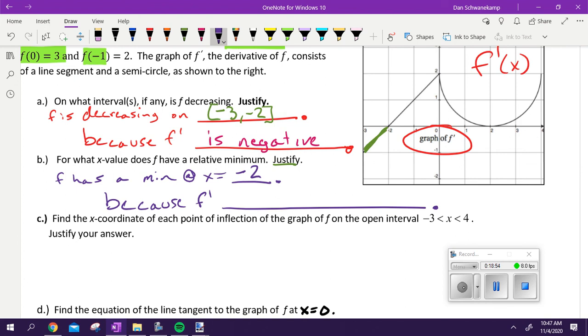Max Harris, why do we have a minimum at negative 2? F prime changes from negative to positive. We can write that down before we do anything else.